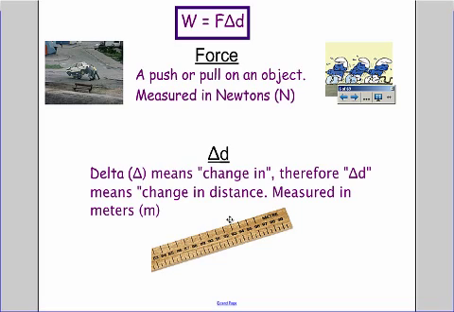So, for example, if I pushed on my desk, it's going to take more newtons to move my desk than if I were just to push on my Kleenex box, because it's, of course, lighter. Now, the second part of this, delta d: delta just means a change in, so delta d means a change in distance. We measure that in meters. So if I push on something and it moves 1 meter, that's the unit I'm going to use.